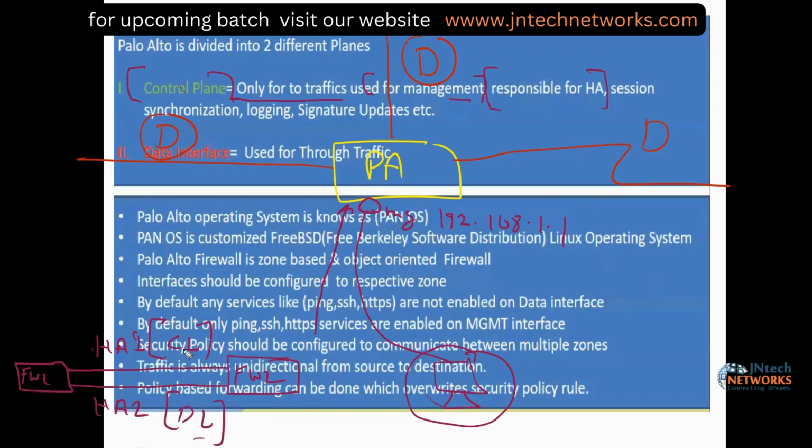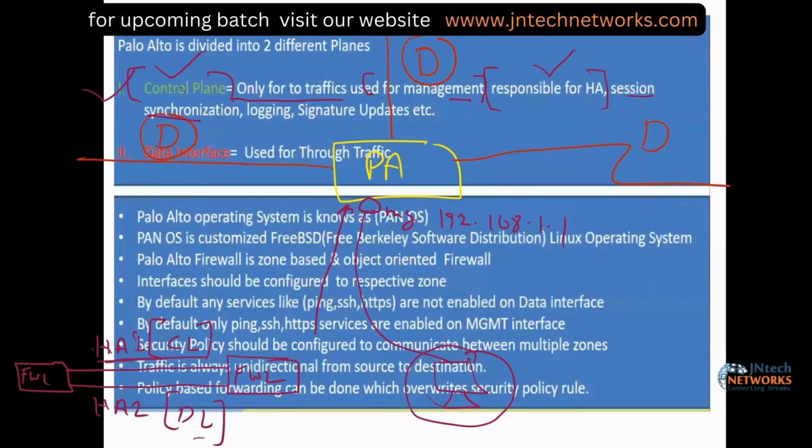So this control link is a part of the control plane. It's also responsible for HA configuration. Your HA port is a part of the control plane. Session synchronization is a part of the control plane.